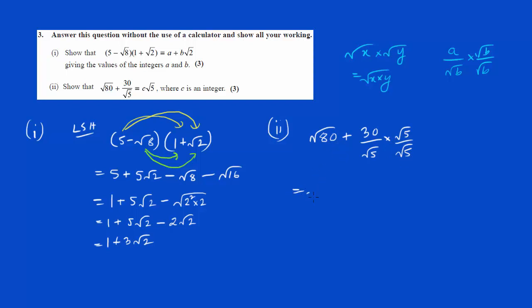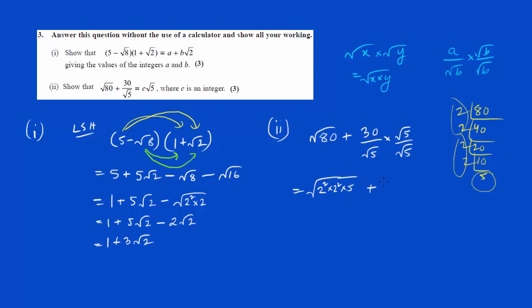Now square root of 80 can be written as, let's break it down over here. Let's break down 80. So we have 2 40, 2 20, 2 10 and 2 5. So let's see how many squares do we have. We have 2 square, we have 2 square, we have 5. So we can write 2 square times 2 square times 5.